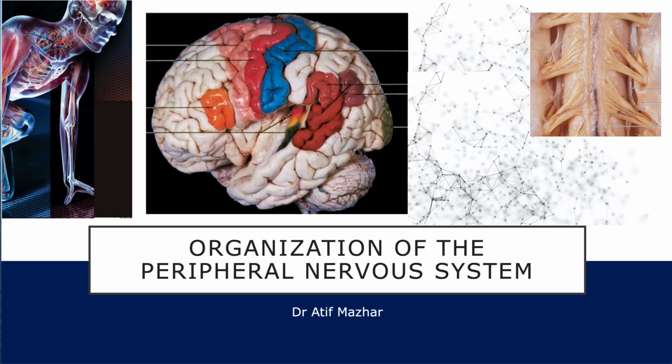Good morning, dear students. Today we'll be learning about the organization of the nervous system. And out of this organization, I'll be focusing on the peripheral nervous system. Our nervous system has a central part and a peripheral part. So we'll be learning about the peripheral part. The central part we'll be learning in a later part.